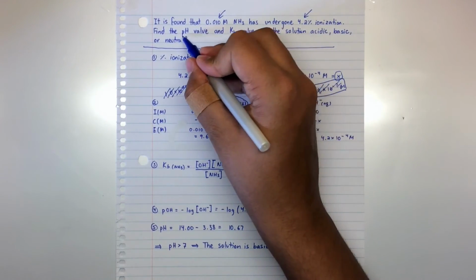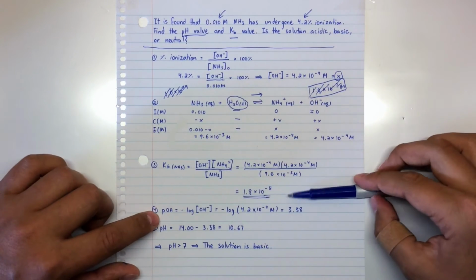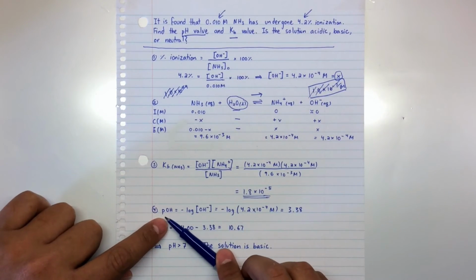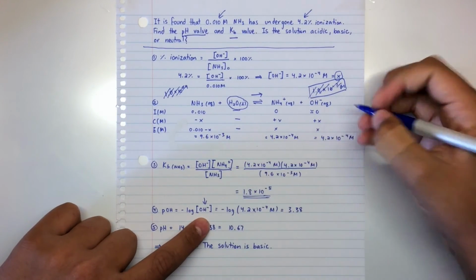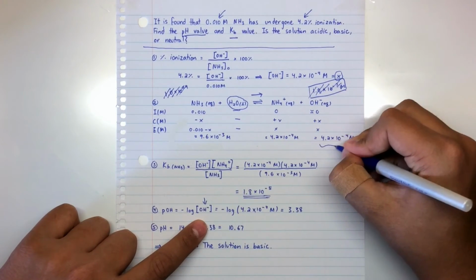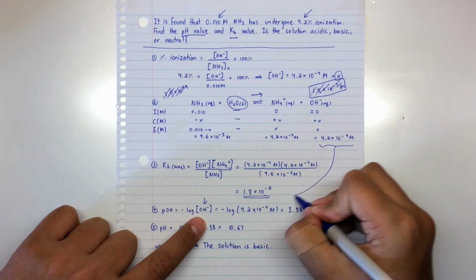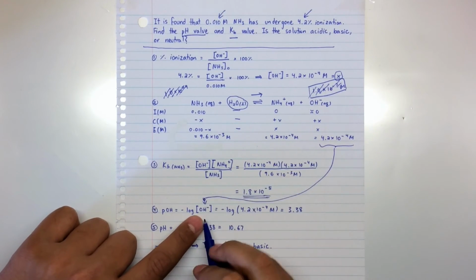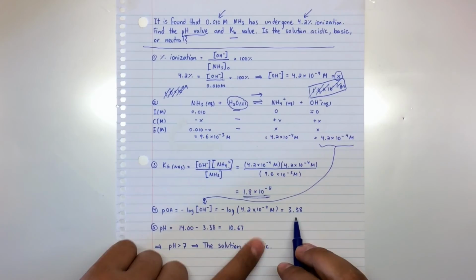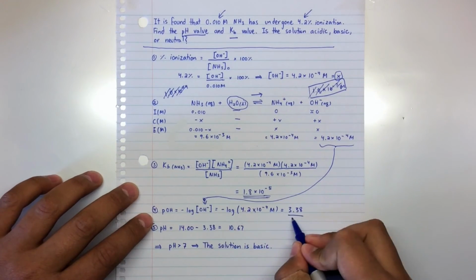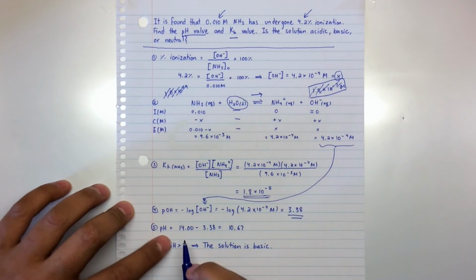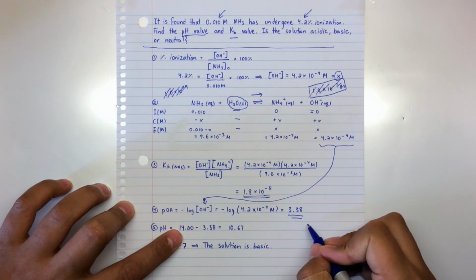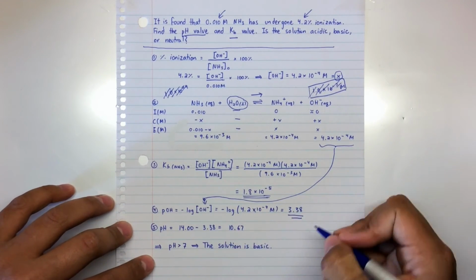Then we have to calculate the pH value. First, we can calculate the pOH value from the concentration of OH minus that we have calculated here. So then we can just substitute here, and we get the value of 3.38. But this is the pOH. We are asked for the pH value. Hence, we have to do 14 minus 3.38 to get the value of 10.62.